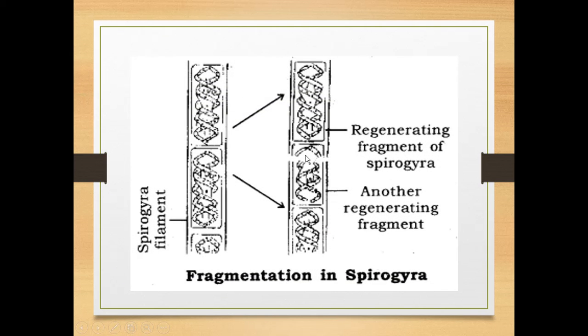So here is the picture. We can see the fragmentation in Spirogyra. It has a filamentous body structure, and each fragment gets developed into a new Spirogyra.